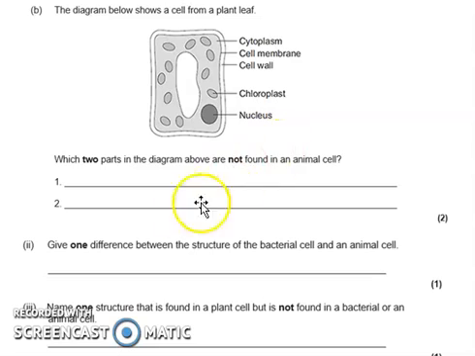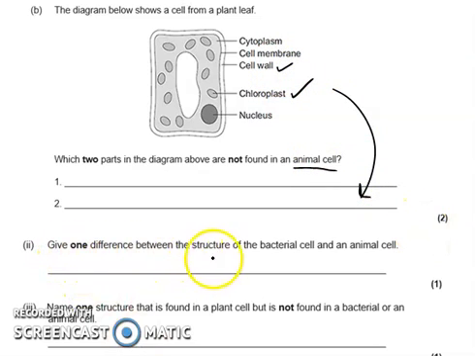Okay, now that you've unpaused, let's have a go at these questions. So, which two parts in the diagram above are not found in animal cells? So these questions are all to do with comparing animal cells to plant cells and bacterial cells. So which two parts of the diagram above are not found in animal cells? You should have said chloroplast and cell wall.